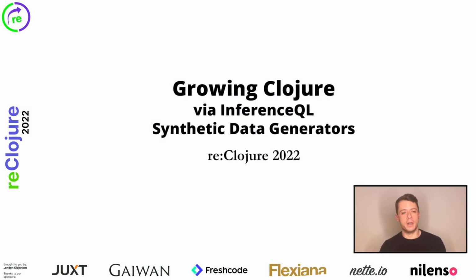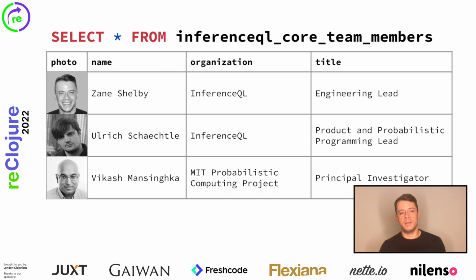Today we're going to be talking about growing Clojure via InferenceQL synthetic data generators. First, a little bit about us. My name is Zane, and I'm InferenceQL's engineering lead. Uli is our product and probabilistic programming lead. And Vikash, who will be helping me out with this talk, is the principal investigator of the MIT Probabilistic Computing Project.